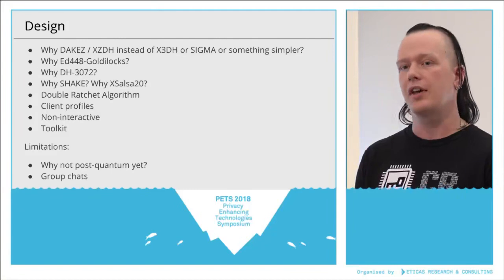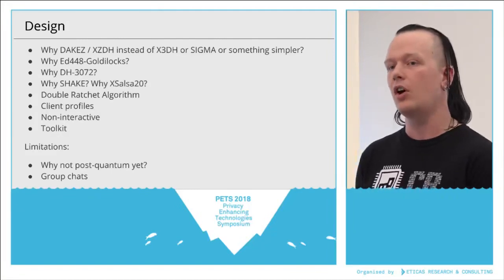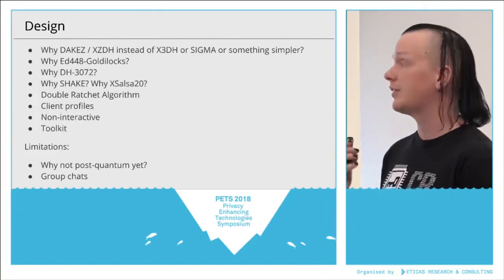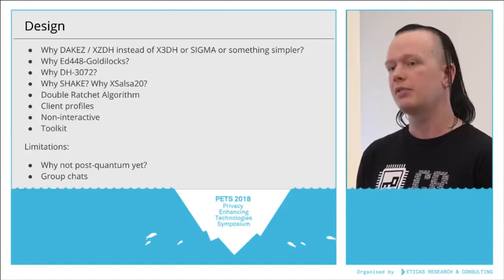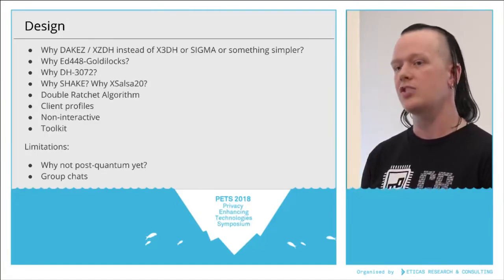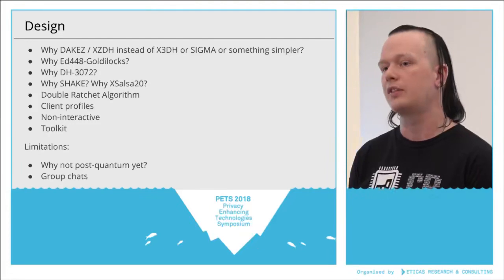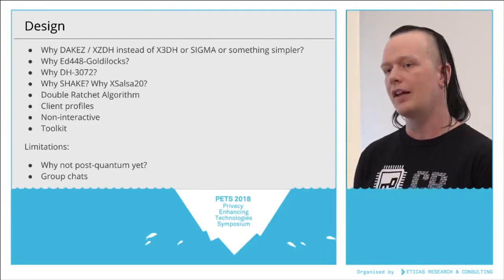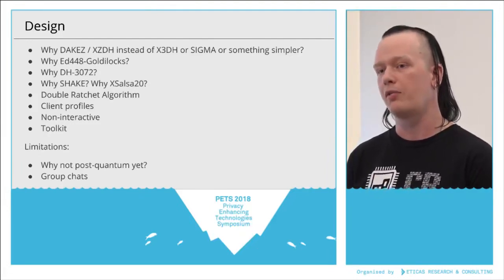That's when we use DAKEZ. If one of the parties is offline, we use XZDH. And the reason for this is because XZDH only gives you online deniability to one of the parties, while DAKEZ gives online deniability to both parties.